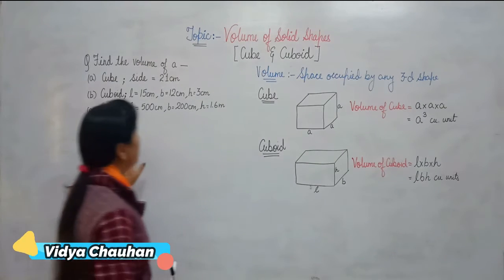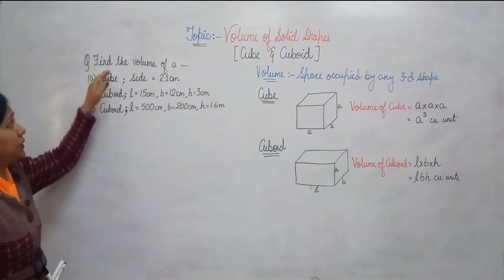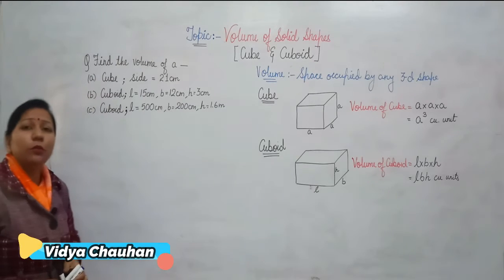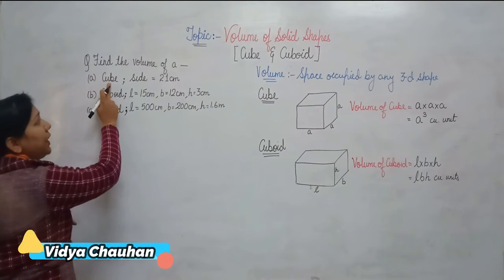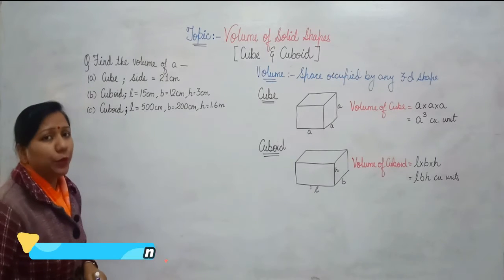Now let us take some questions from your book exercise related to the same, in which you have to calculate the volume of the given shapes. Find the volume of a, first part you have to find the volume of a cube.